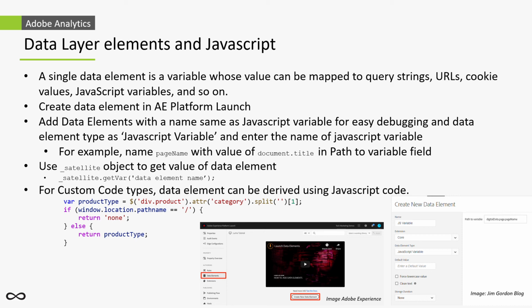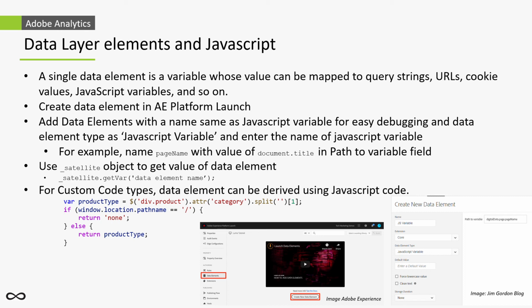Unfortunately, I don't have the trial version while recording this video. So what I did was extract some images from various sites, and I've already passed on the credit here. The data layer element is nothing but a single element whose value can be mapped to query strings, URLs, cookie values, JavaScript variables, and so on. I would assume that you know how to create the data layer elements or data elements, but having said that, I put a few steps here.